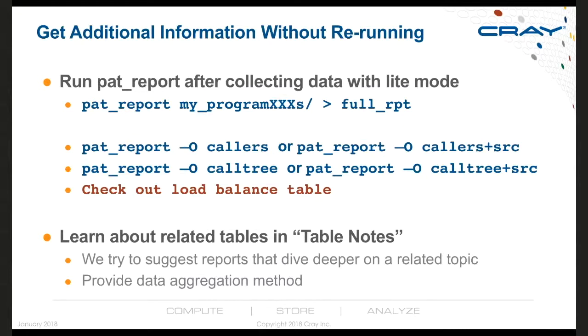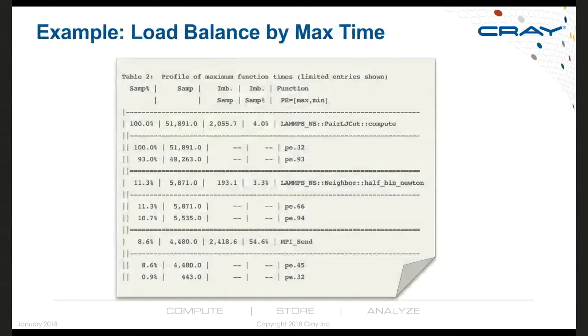There's also a load balance table. I'll show you an example of that. It's very useful for additional information about load balance for your program. So this is an example of the load balance table. We call it a load balance table, but what it is, Table 1 in the lite report and in our full report, gives you average information averaged across the MPI ranks for your application.